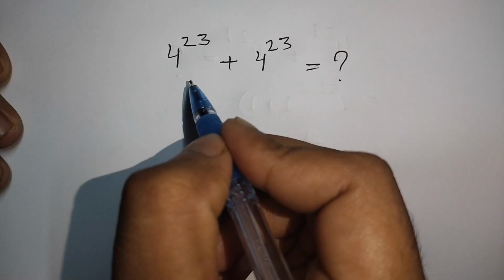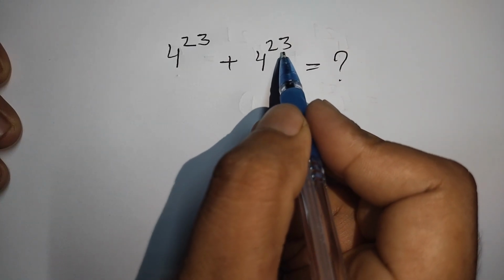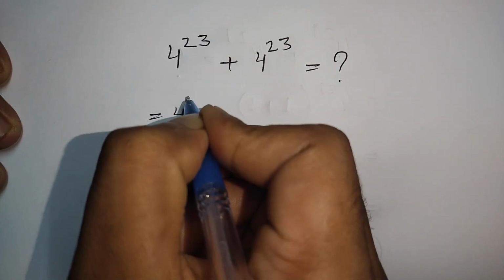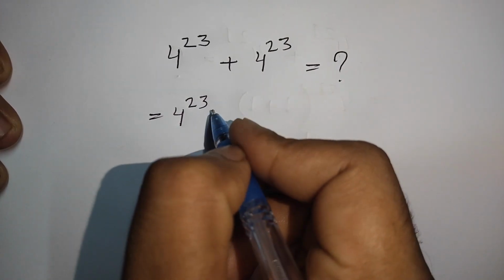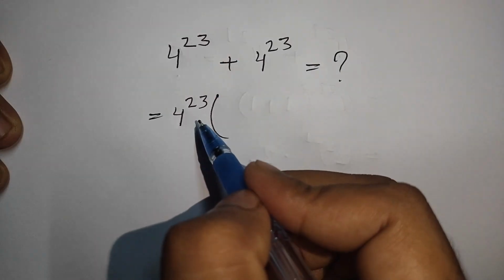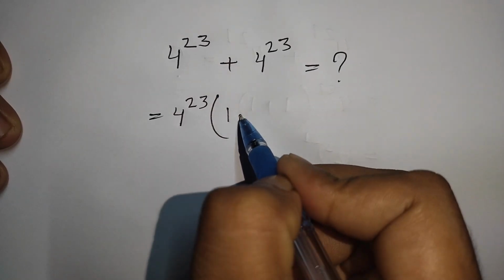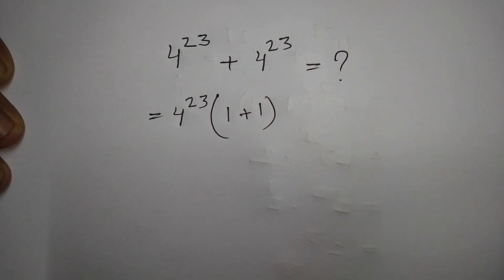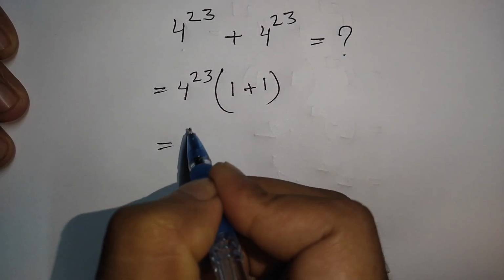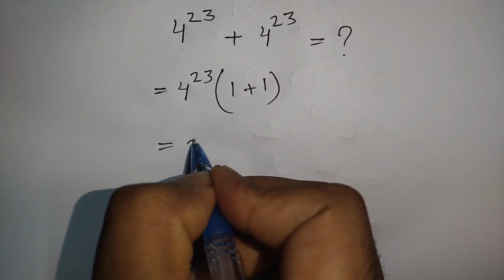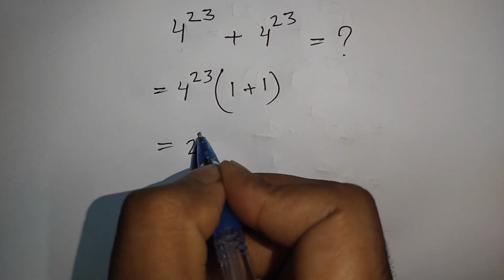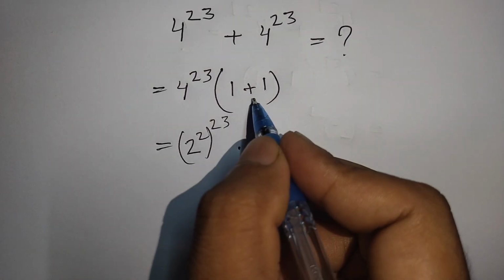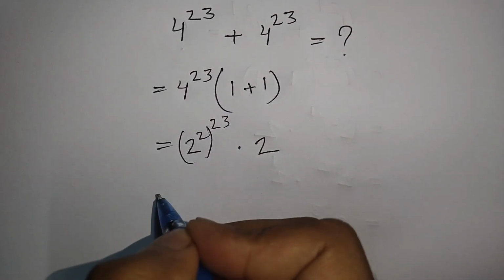How to solve 4 to the power 23 plus 4 to the power 23 is equal to what? At first we take common 4 to the power 23. First bracket start, this divided by this, that means 1, plus this divided by this, that means 1. Now 4 to the power 23 is the same as (2 to the power 2) to the power 23, times 1 plus 1, that means 2.